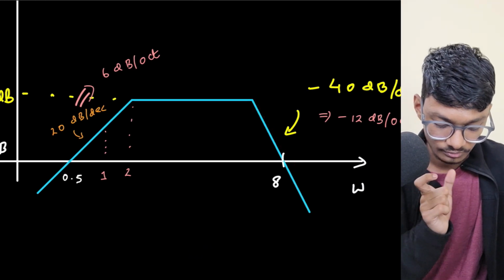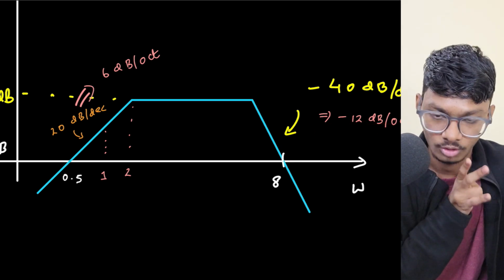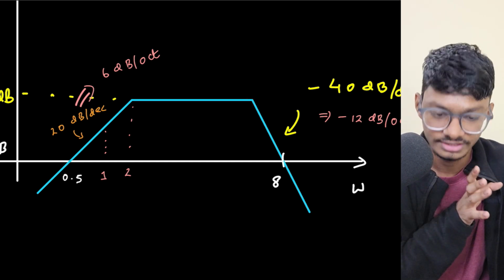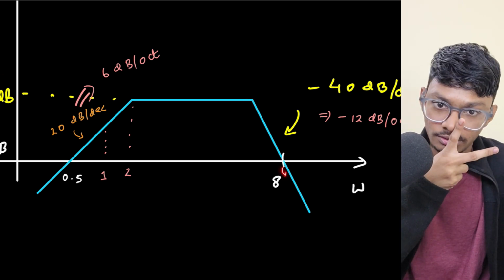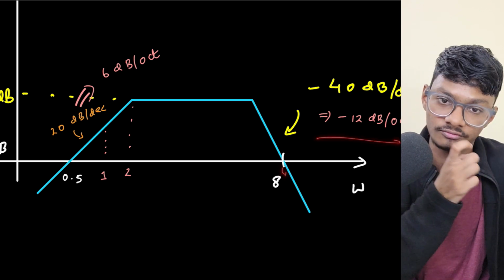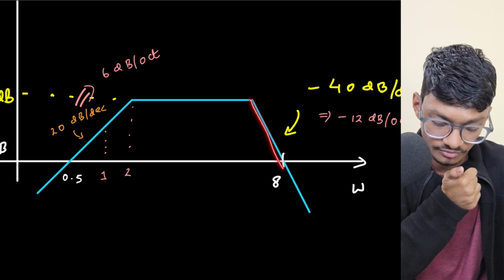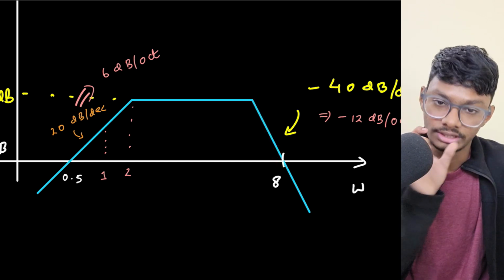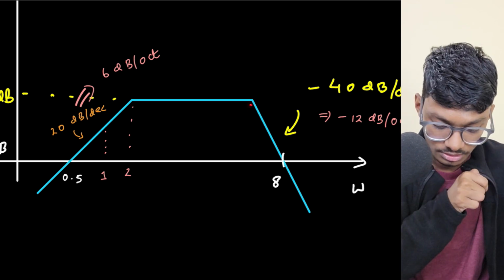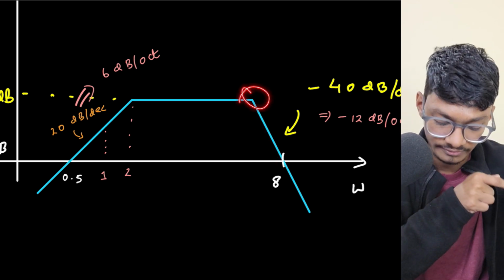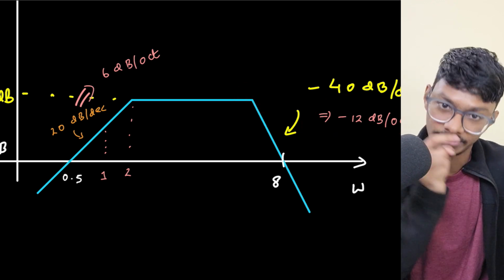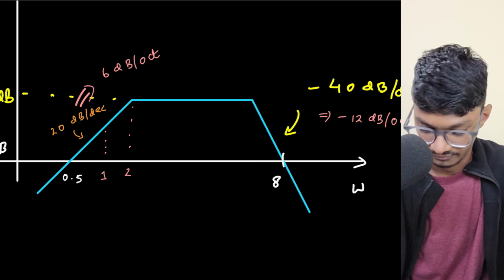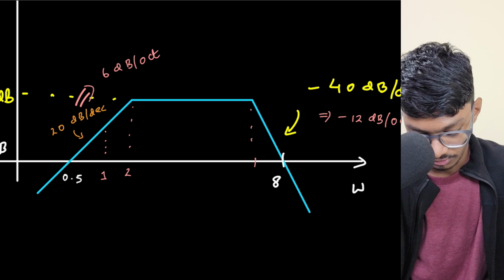The slope here is minus 12 dB per octave, and the magnitude, which was constant at 12 dBs, now goes to 0. So total I'm moving 12 dBs, and the slope is minus 12 dB per octave. So in 1 octave I'm moving 12 dBs down, from 12 dB to 0. This is also telling me that my slope is minus 12 dB per octave. What is this distance? This distance is 1 octave.